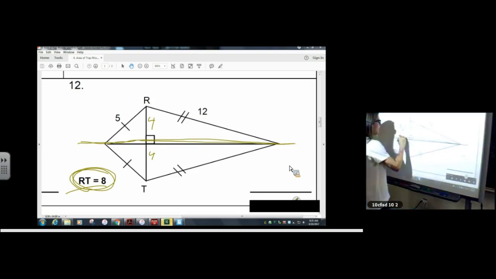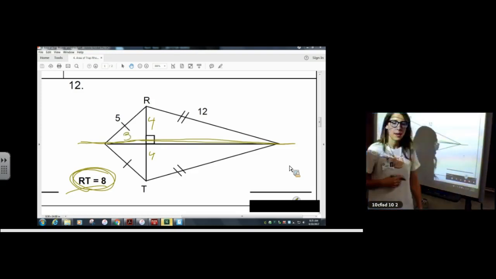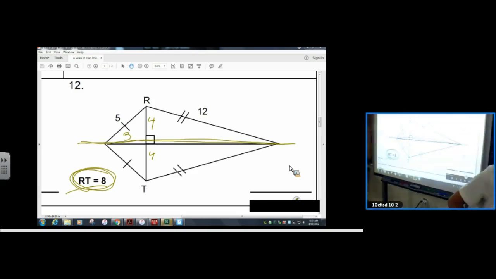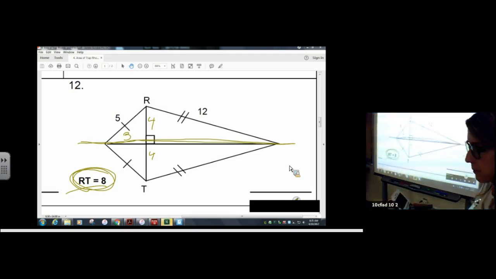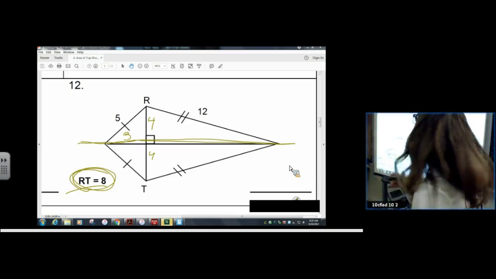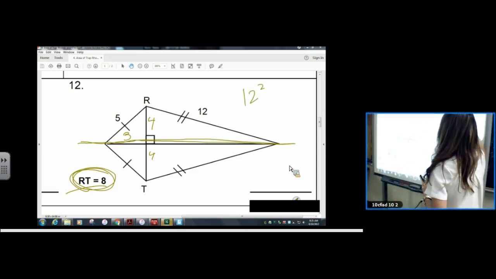Pythagorean theorem tells us that this side is 3 because it's a 3, 4, 5 triangle. And the other side, I think, is not a Pythagorean triple. So when you do 12 squared minus 4 squared, you get 128.